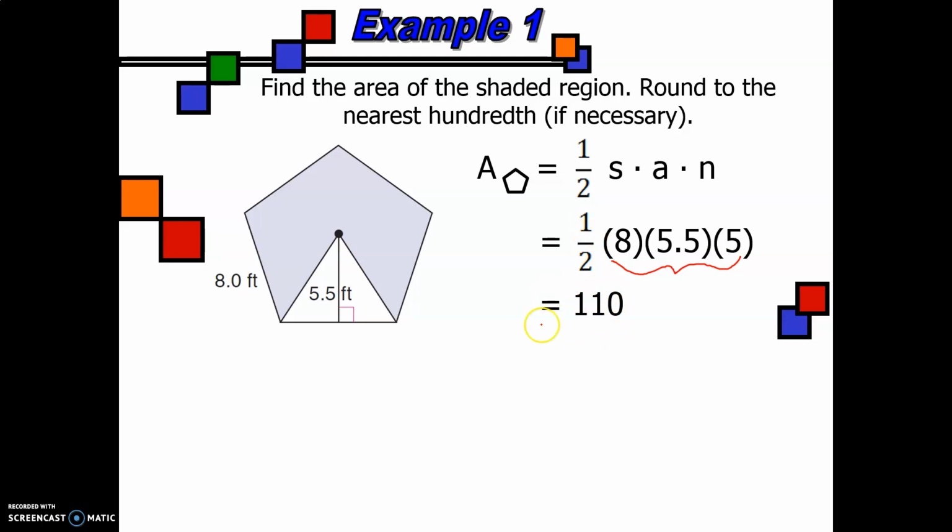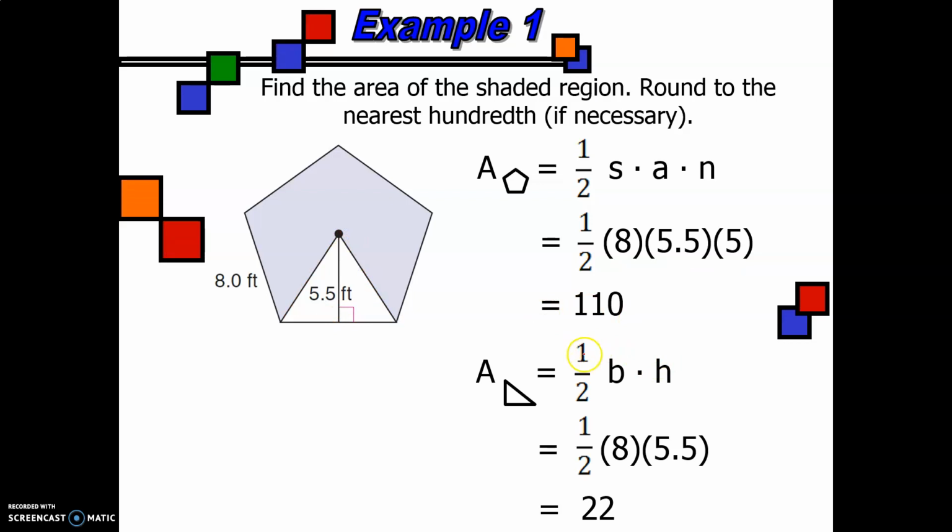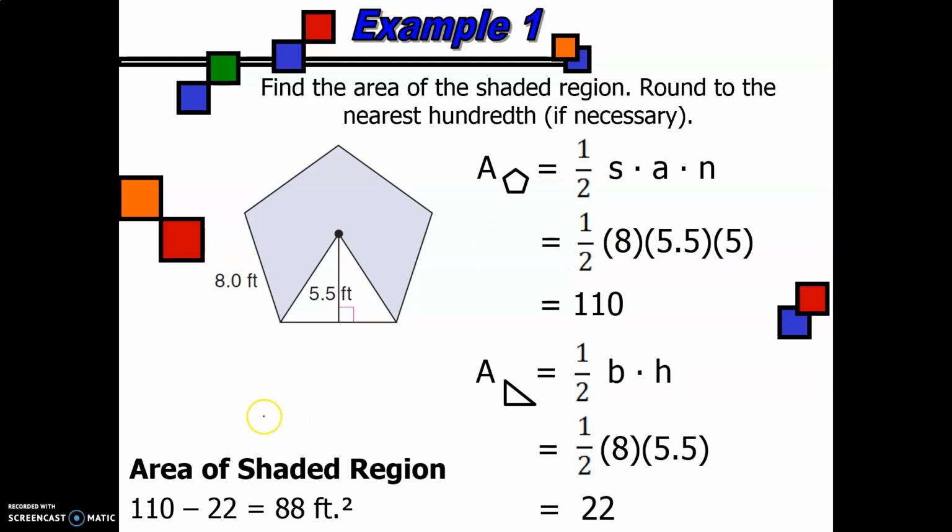So now we're going to find the area of this non-shaded triangle right here. That area will be given by 1/2. And again, this distance is 8 because this is a regular polygon. And 1/2 times 8 times 5.5 will give you 22. All right, so now we are going to take 110 and subtract 22. That leaves us with an area of 88 square feet.